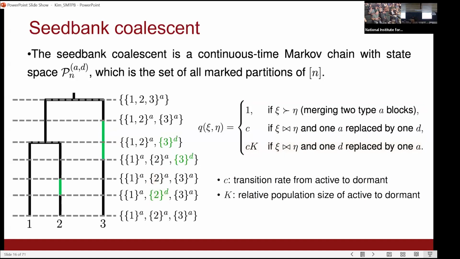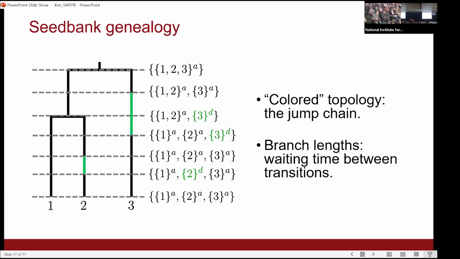So this is a realization of the strong seed bank coalescent process. In the seed bank genealogy, it's a colored genealogy. The jump chain defines the colored topology, and the waiting times between these transitions define the branch lengths.